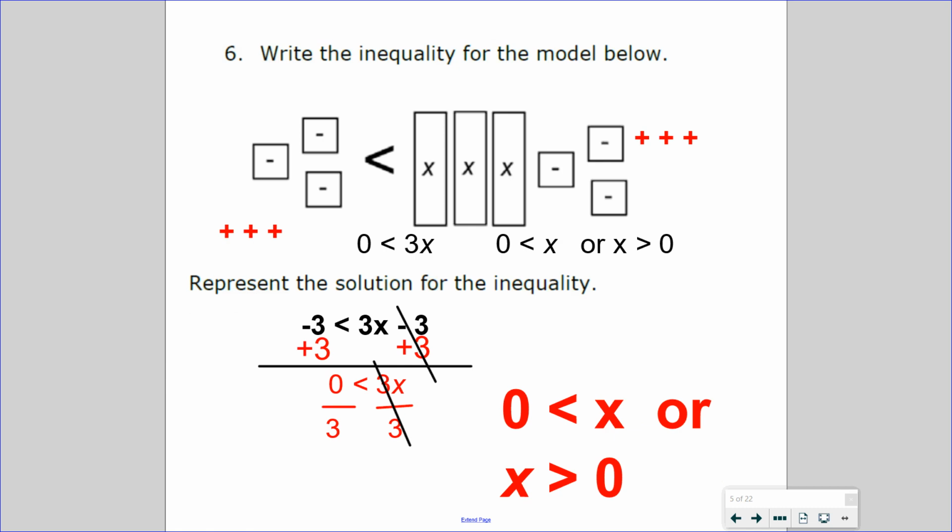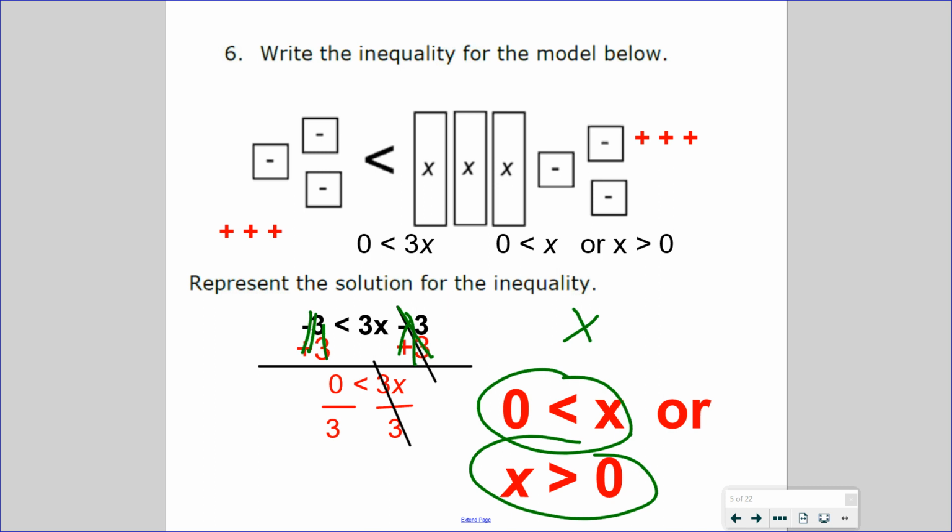Number 6, write the inequality for the model below. So it's negative 3 less than 3x minus 3. So I add 3 to both sides. Cancel, cancel. Cancel, cancel. So, oh, actually, this does cancel. 0. Divide in 3 groups. So the answer could be either one. This is okay, but most of the time we like writing the variable to the left. x is greater than 0.